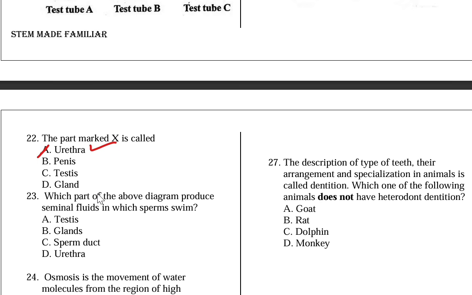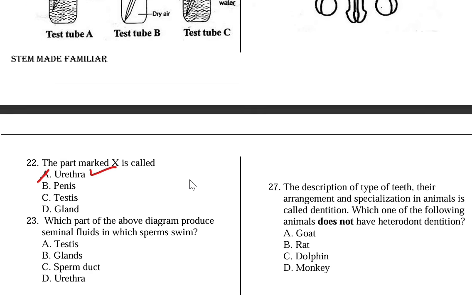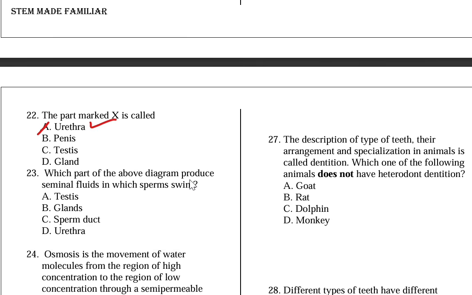23. Which part of the above diagram produces seminal fluids in which the sperm swim? So we know that the seminal fluids are produced by the, for example, it is not testis. Testis produces the sperm. It is not sperm duct. This allows the passage of the sperm. It is not urethra. Therefore, the correct option, the one that produces seminal fluids, the semen, it is the glands. And therefore, the answer is B.